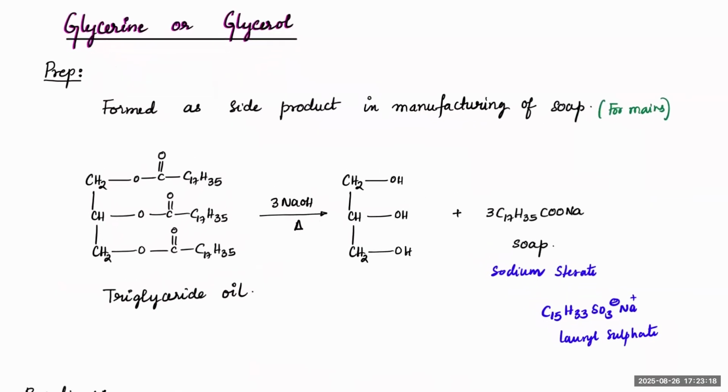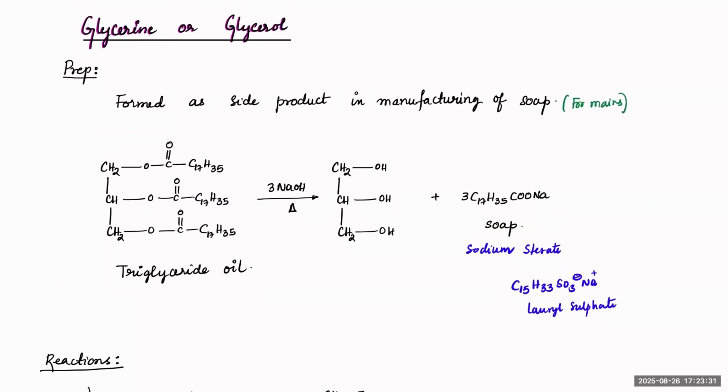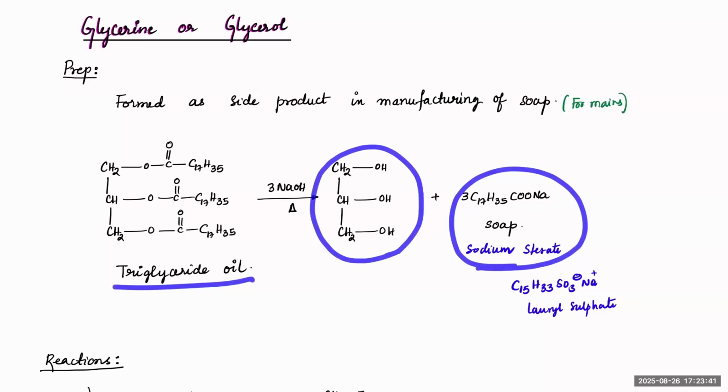And lastly, check out glycerol. In this case, what we call glycerine and glycerol are one and the same. How do we prepare it? It is formed as the side product of manufacturing of soap, which I told you already, triglycerides giving sodium stearate, which is a soap, and glycerol.